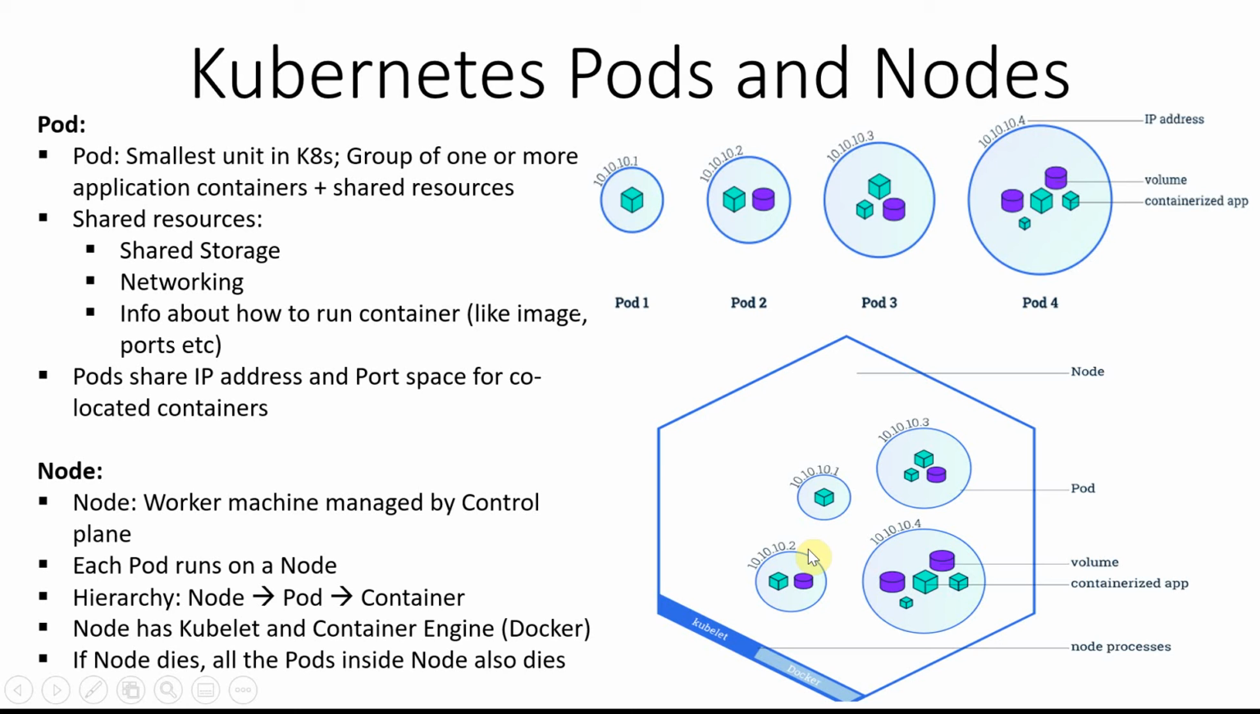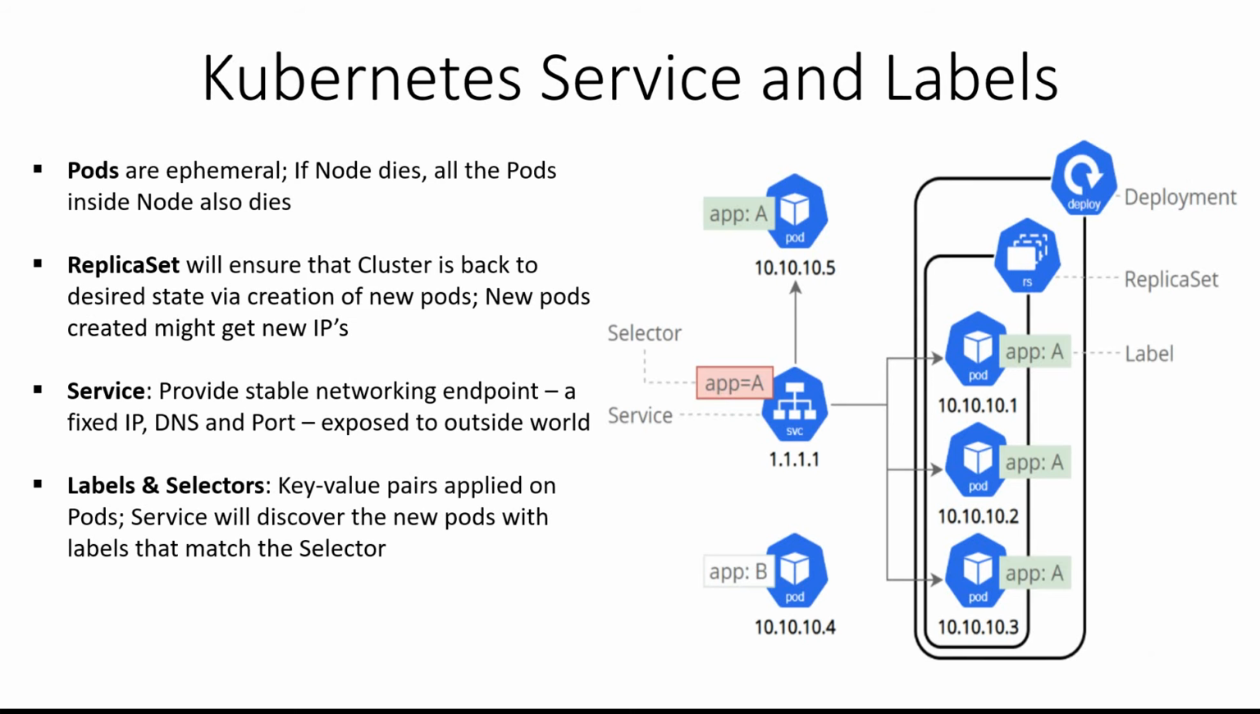So we need something else which will give stability to the connectivity to the pod. That is what is called a service. In Kubernetes, a service is nothing but a load balancer. You can imagine the olden days, it's nothing but a load balancer.